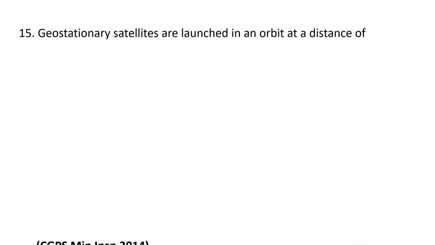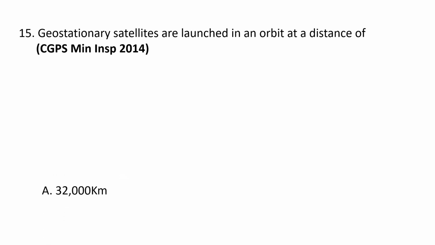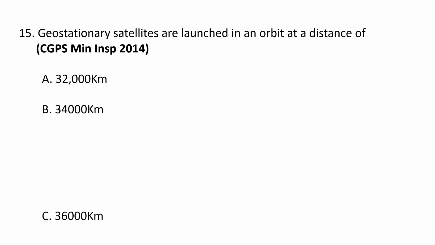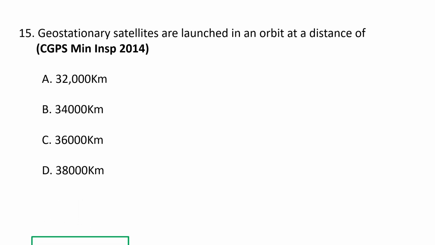Next question. Geostationary satellites are launched in an orbit at a distance of A. 32,000 kilometers, B. 34,000 kilometers, C. 36,000 kilometers, and D. 38,000 kilometers. Geostationary satellites are launched in an orbit at a distance of approximately 35,786 kilometers. It is roughly around 36,000 kilometers from the Earth's surface.